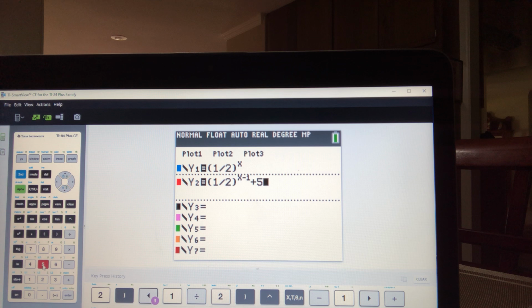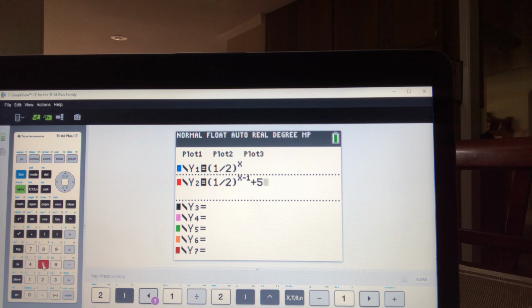Okay, so let's talk about transformations. First of all, the half is just the base of the function. That's not any sort of transformation. You might be thinking of a vertical shrink possibly, but not in this case. That's the base. Then in the exponent, you have the -1, so that means we're going to have a shift to the right 1 in our graph. And then finally, the positive 5 will be a shift up 5.